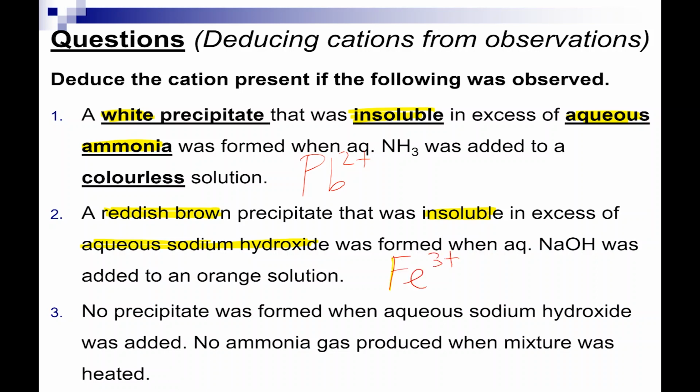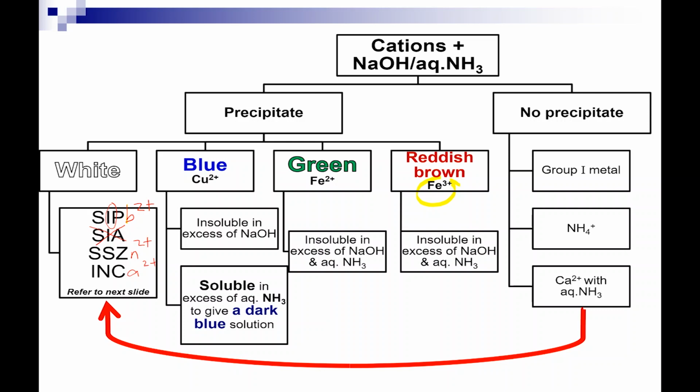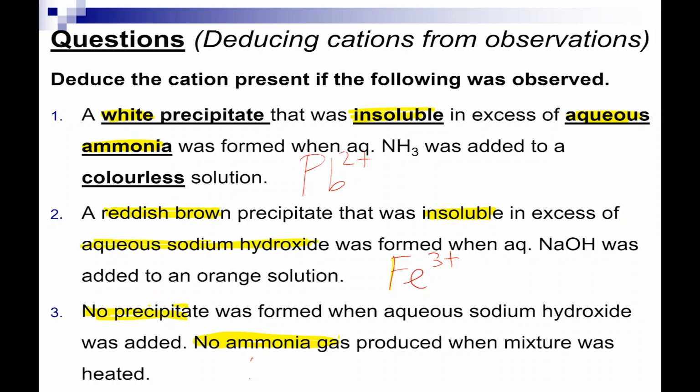Alright, let's go to the final question. No PPT was formed when aqueous sodium hydroxide was added, and no ammonia gas was produced when the mixture was heated. What are the cations that do not form any PPT with aqueous sodium hydroxide or aqueous ammonia? The cation could be a group 1 metal cation, or it could be an ammonium cation. In this case, no gas was produced upon warming, so we can deduce that the cation is a group 1 metal. We can state the cation as Na+ or K+.